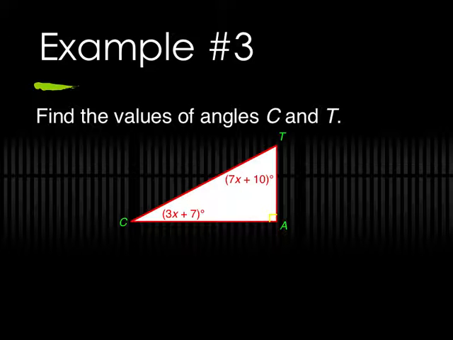Okay. Last one. Based on what we talked about with the right triangle already, this should be pretty easy. Notice those are angle measures now, not side lengths. Rules change. And make sure you answer the question. I'd like to know how big angles C and T are, not just how big is X.